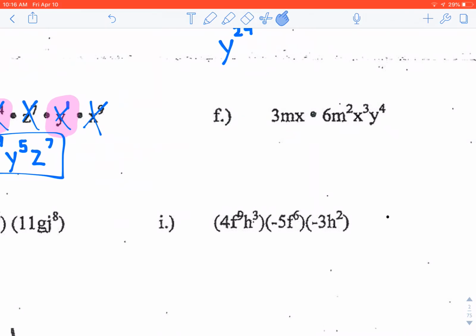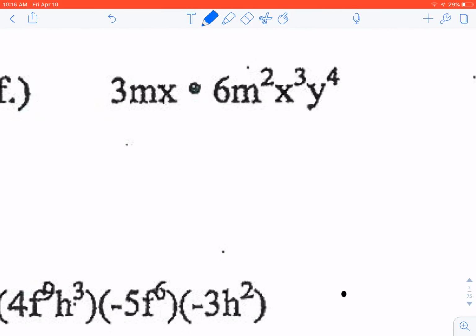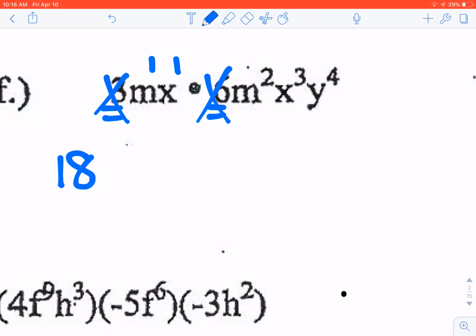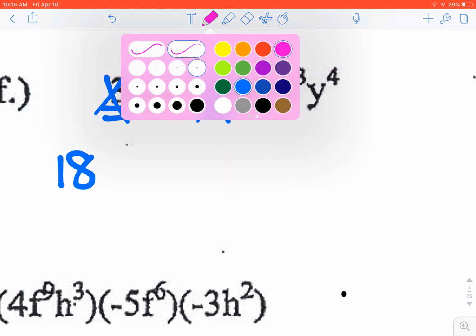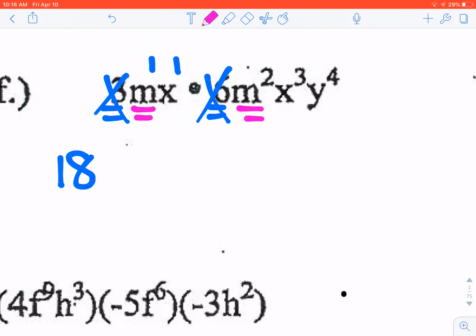Okay, letter F. Okay, this one has coefficients in front. They are different. So remember, when they're different, you're just going to multiply them together. 3 times 6 is 18. Okay, I'm going to take the m and the x that are there. You don't see powers, so I'm going to put a 1 above each of them. Okay, let's take care of our m first. So we need to simplify m to the first times m to the second. We're multiplying same base, so we're going to add the exponents.